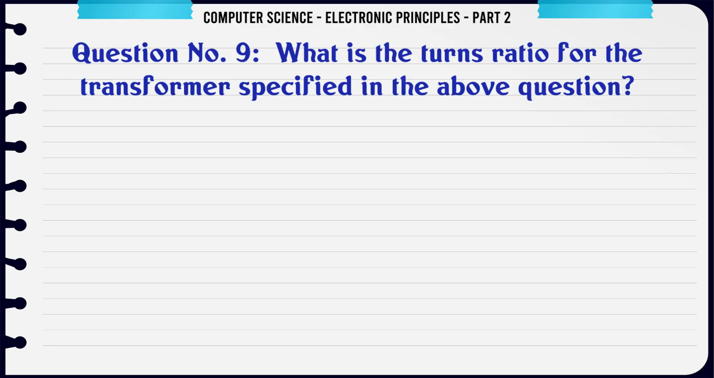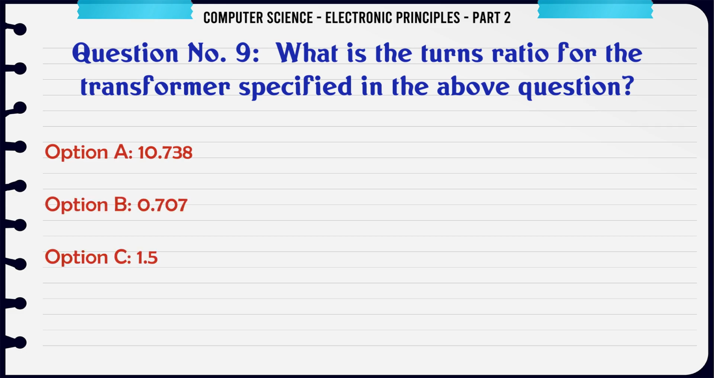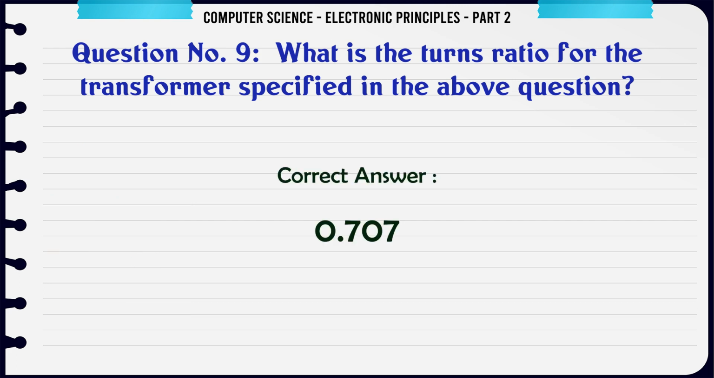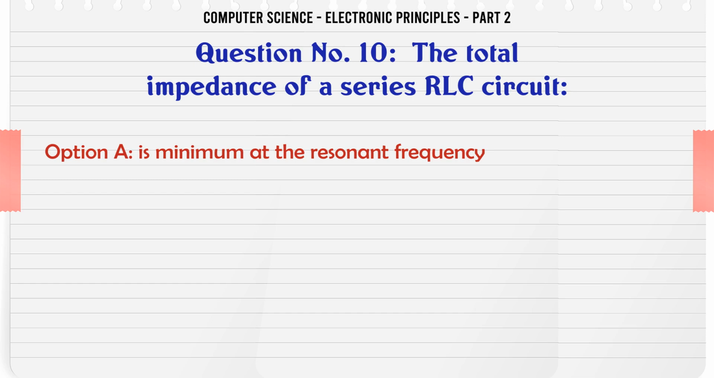What is the turns ratio for the transformer specified in the above question? A. 10.738. B. 0.707. C. 1.5. D. 0.575. The correct answer is 0.707.